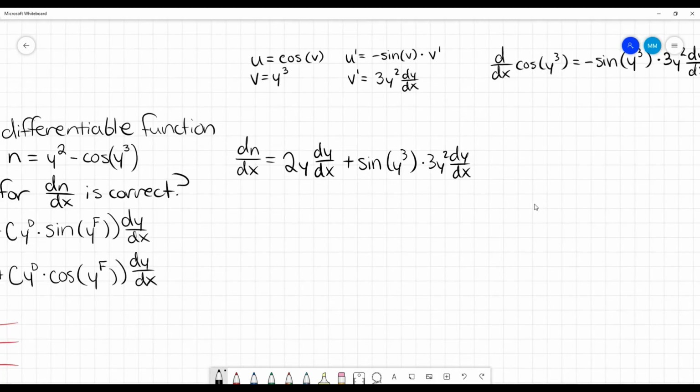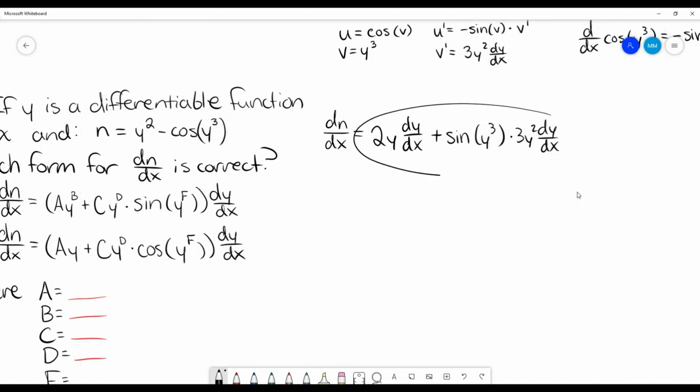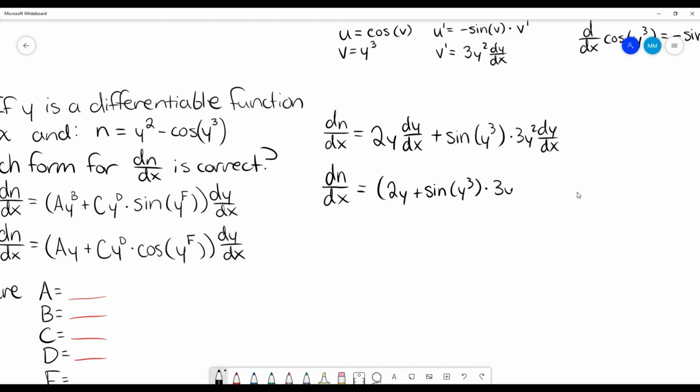And so now what we have to do is, I see I can factor out a dy dx because it's an aspect of all of my terms here. So dn dx is going to be, I know that that's going to be a 2y plus sine y cubed times 3y squared, all times dy dx. And I only factored that out and put it at the end just because that's how our forms over here have it.